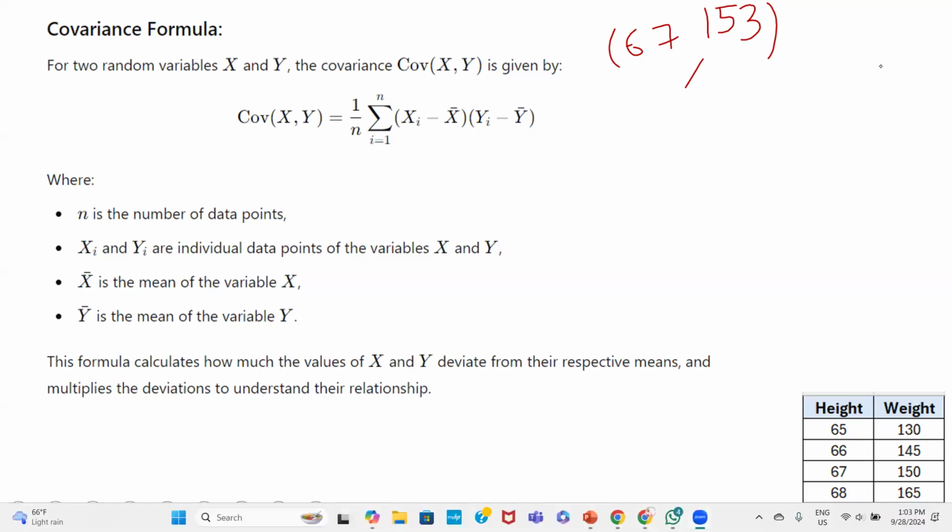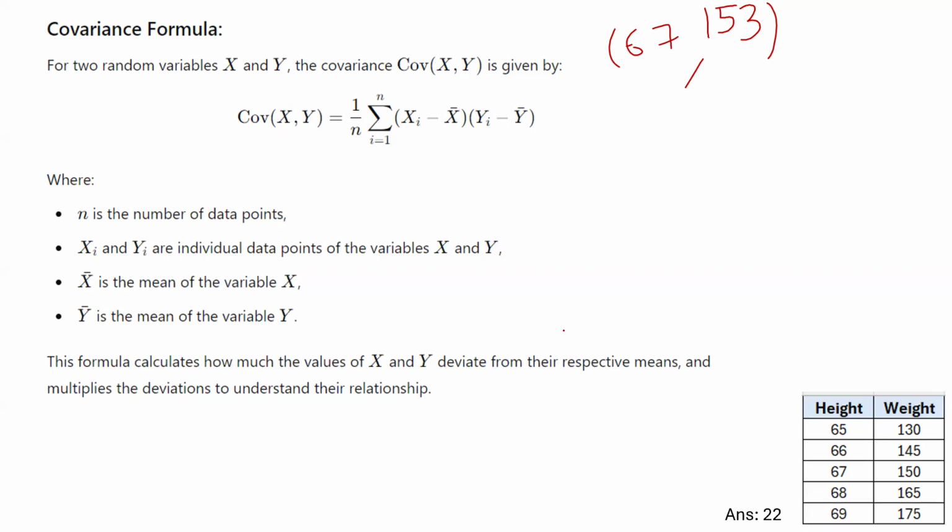How can we calculate the mean of data points? Sum of digits by total number. Yeah. So sum of digits by total number of digits. So we calculate this by 65 plus 66 plus 67 plus 68 plus 69 by 5, which gives me 67. And 130 plus 145 plus 150 plus 165 plus 175 by 5 gives me 153. Now if I have to calculate the covariance using this formula, can you tell me how I can apply this formula to these data points?